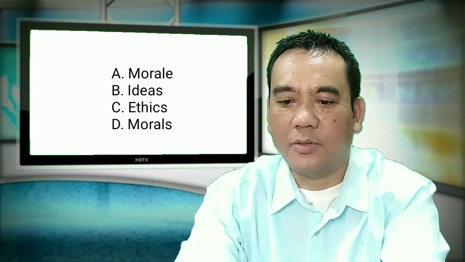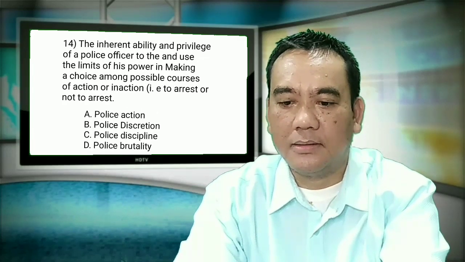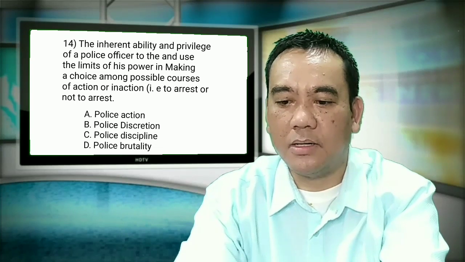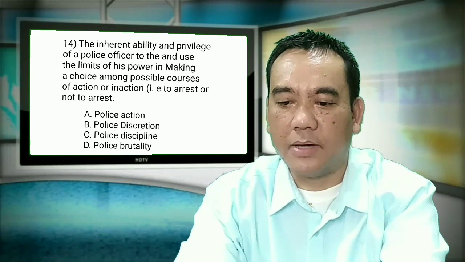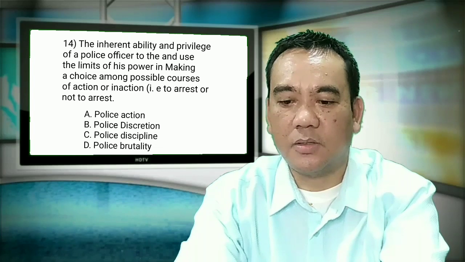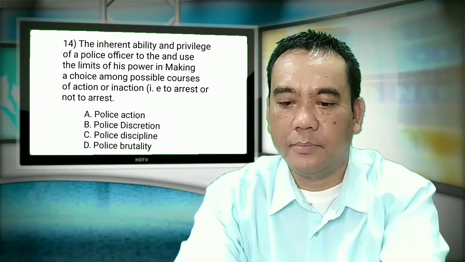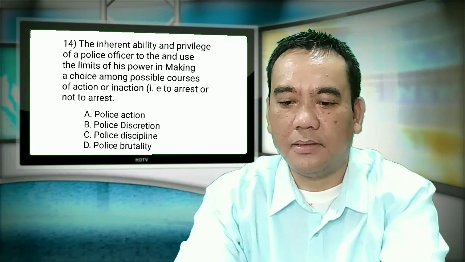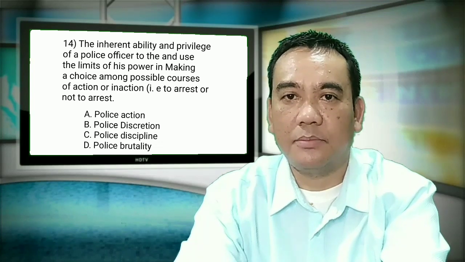Question number 14. The inherent ability and privilege of a police officer to test and use the limits of his power in making a choice among possible courses of action or inaction. Example, to arrest or not to arrest. A. Police action. B. Police discretion. C. Police discipline. Or D. Police brutality.